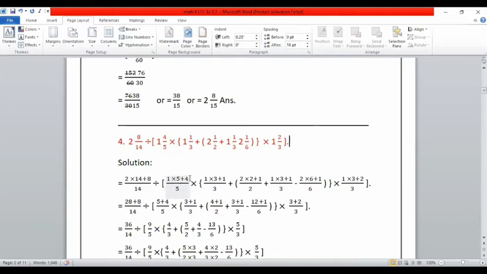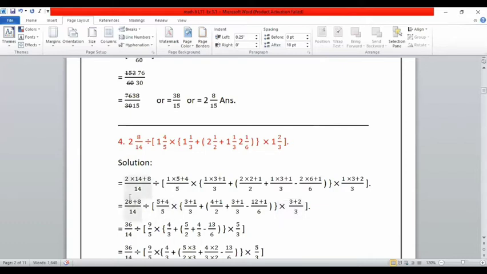Here 1 by 5 plus 4. Here 1 by 3 plus 1. Here 2 by 2 plus 1. Here 1 by 3 plus 1. And here 2 by 6 plus 1. And similarly here 1 by 3 plus 2. Now here this is 2 14 times 28 plus 8. Here 1 5 times 5. Here 1 3 times 3 plus 1. Here 2 2 times 4. Here 3 1 time 3. Here 2 6 times 12. Here 1 3 times 3 plus 2 over 3.